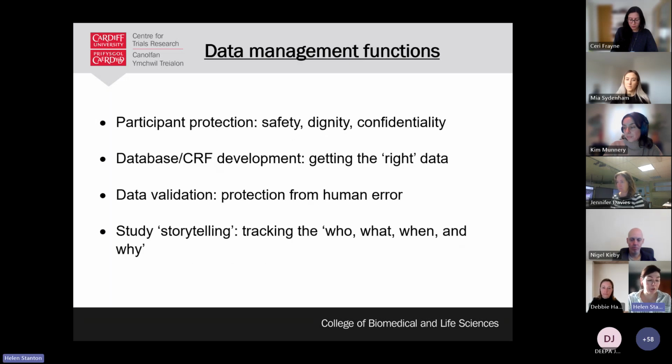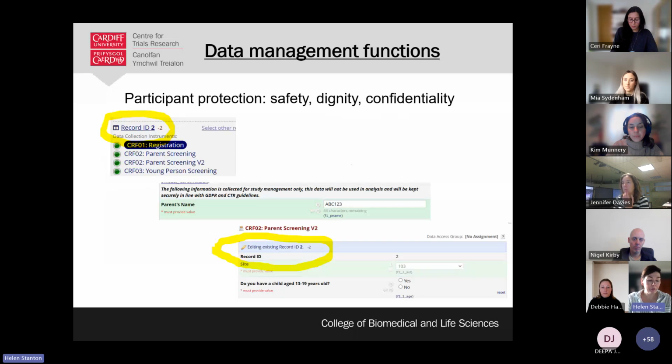So I'm going to show you now what some basic data management strategies to collect and maintain good data look like, and what practical function they provide. And I've put these under 4 subheadings. So firstly, participant protection. So safety, dignity, confidentiality.